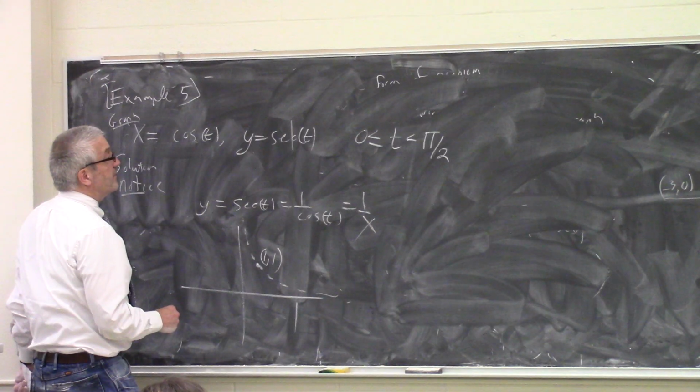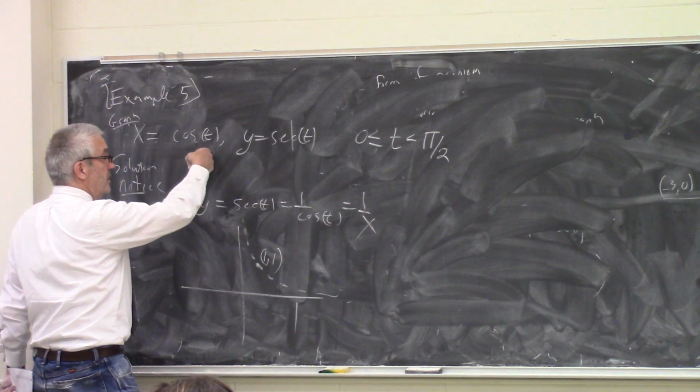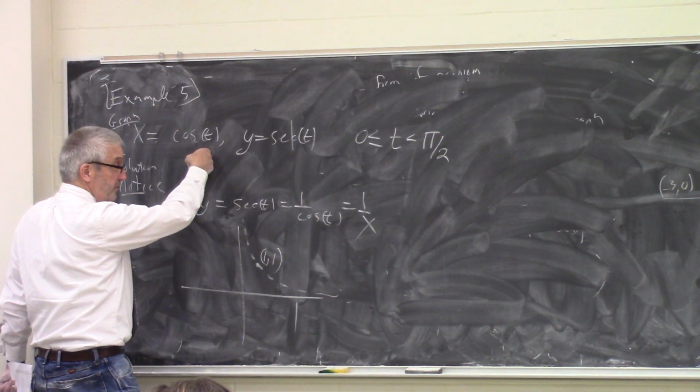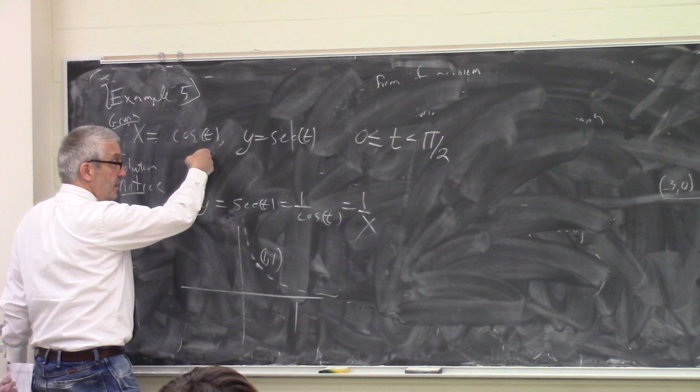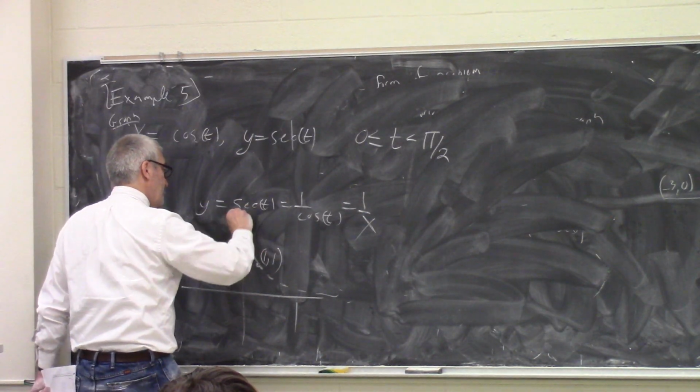Now what happens as time grows? As time grows towards pi over 2, cosine actually gets smaller and smaller, closer to 0. But secant gets bigger and bigger. So this graph looks like this.